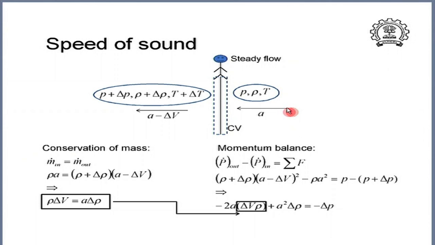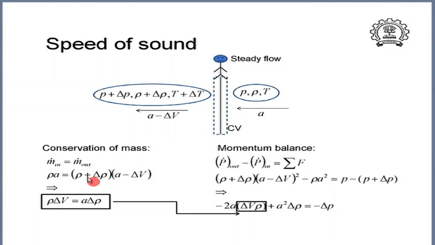The mass flow rate that is coming in is simply, on a per unit area basis again, remember, the density times the velocity with which the fluid is coming into this control volume, and therefore, it is rho multiplied by A. The mass flow rate which is leaving the control volume is again density, now on the other side of the control volume, which is rho plus delta rho, times the velocity with which the fluid is leaving the control volume, which is now A minus delta V.